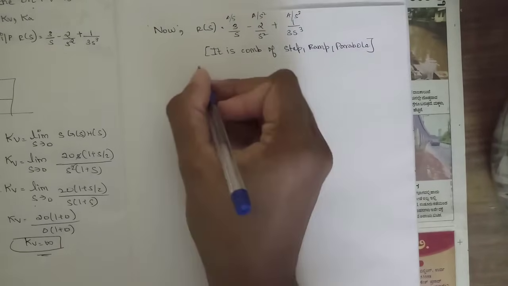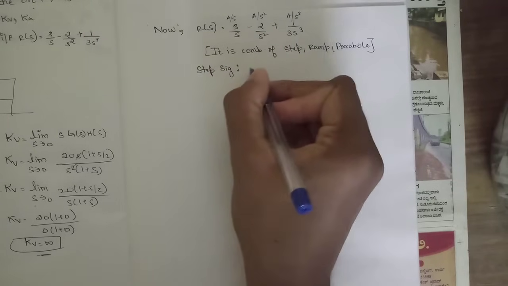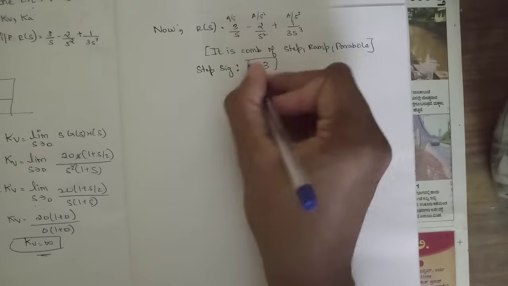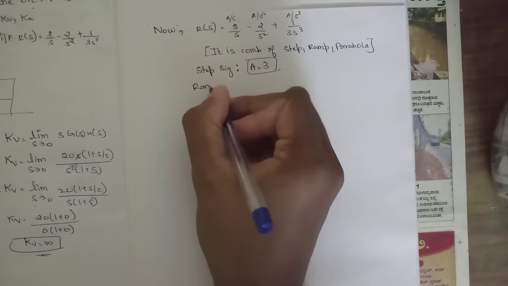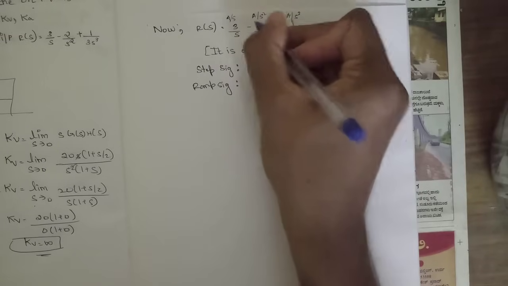Similarly here, for the step signal, in place of A we have 3, so A is equal to 3. For the ramp signal, in place of A we have -2.